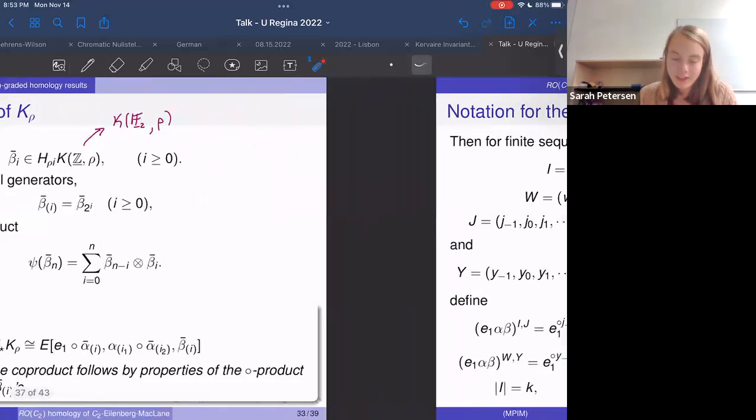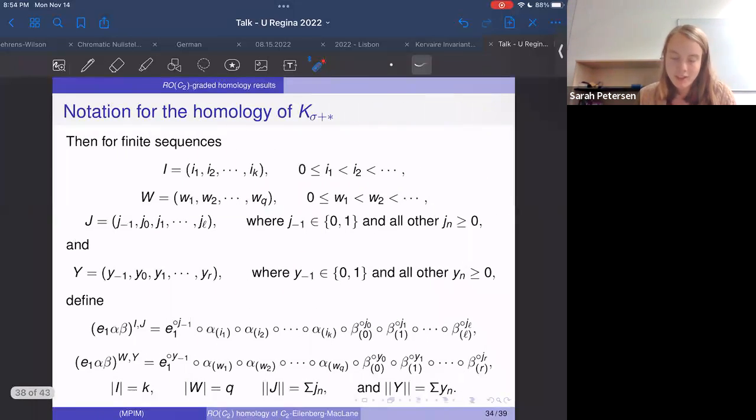And then we can iterate this as many times as we want to get the homology of the sign representation plus any number of trivial representations. To write this down explicitly does require quite a bit of bookkeeping, so what's on the slide are simply indexing sets.